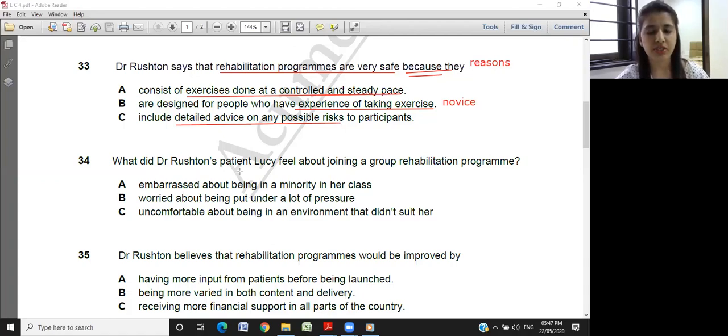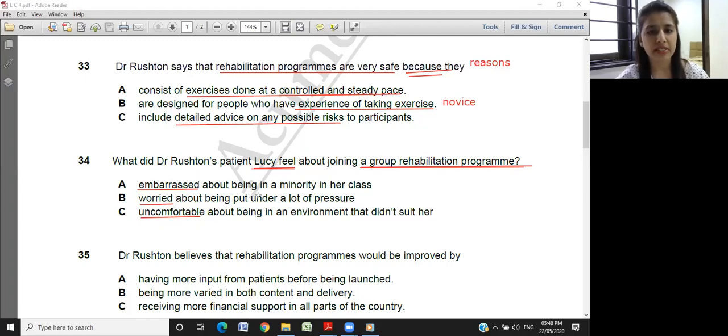And for the next question, he is going to give us an example of his patient called Lucy, and we have to find out what she feels about the group rehabilitation program. Now again, if we look at the negative words, embarrassed, worried, uncomfortable, you get to know that at least she was not very happy about joining it, right? And we have understood so far that most of the patients do not opt for it. So here maybe he is going to give us the reason why she was not willing to join it.